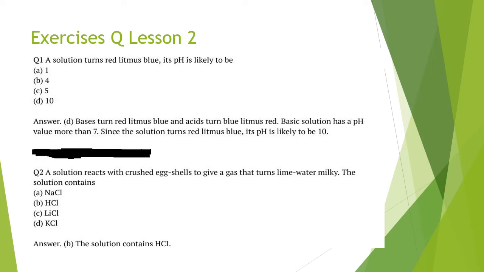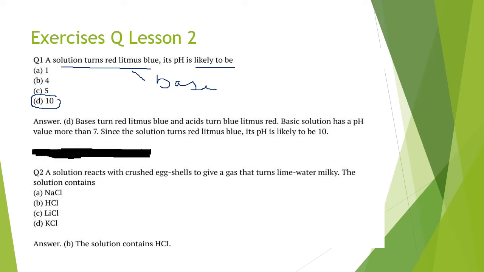Now the exercise questions from lesson 2. The first question is, a solution turns red litmus blue. So its pH is likely to be, the given options are 1, 4, 5 and 10. As the solution turns red litmus blue, that means the solution is basic in nature. And already you have learned, a solution with pH more than 7 is a base and less than 7 is an acid. Hence option D, that is the value 10, is the correct option.